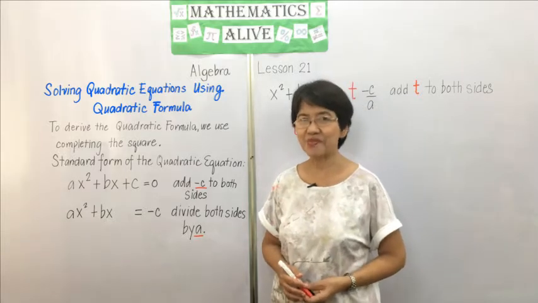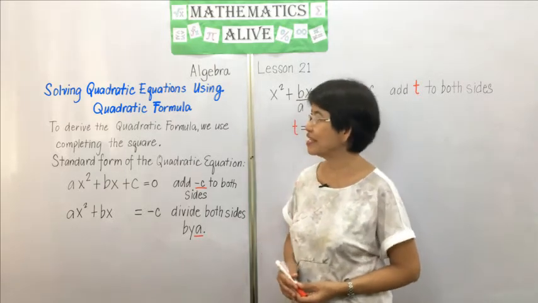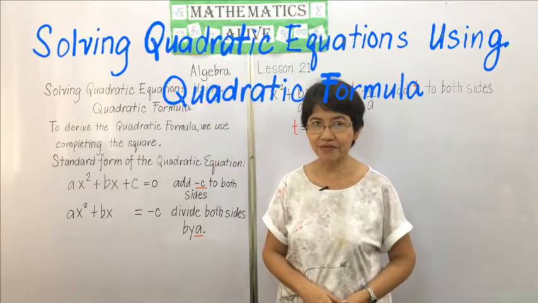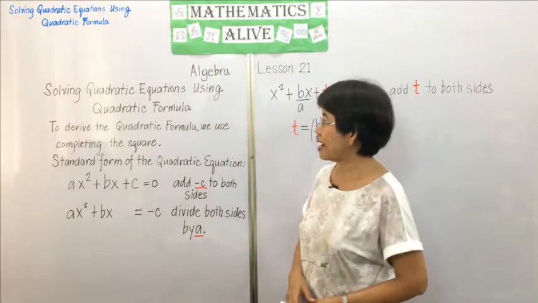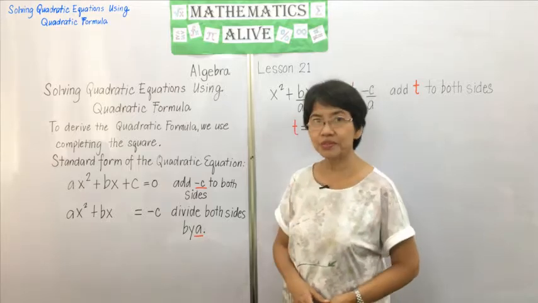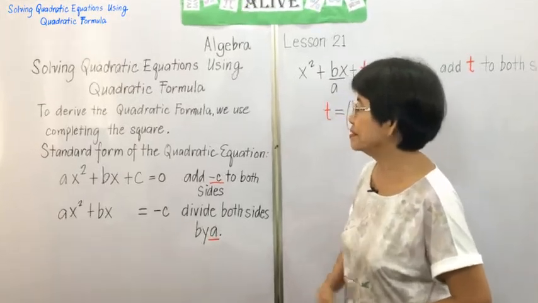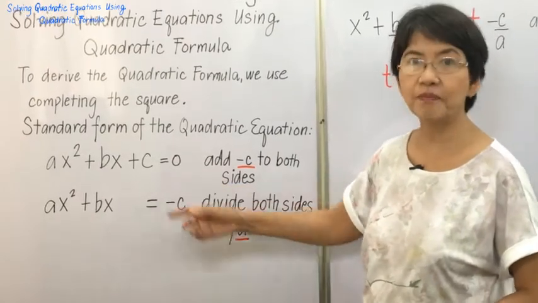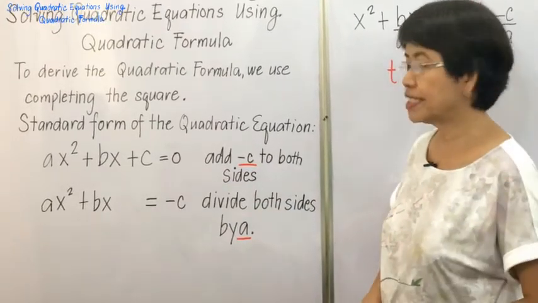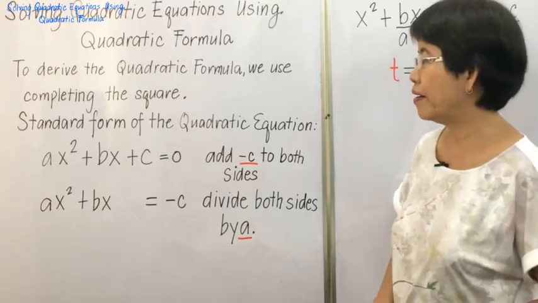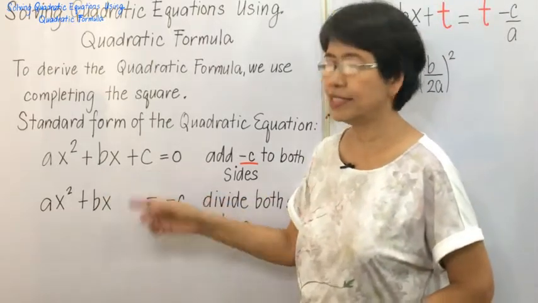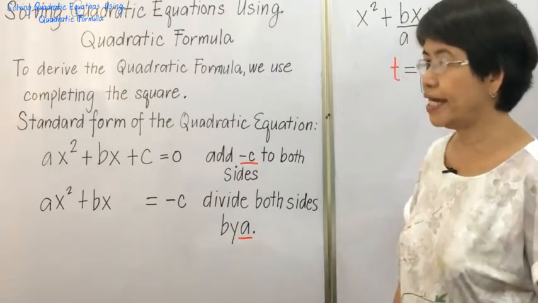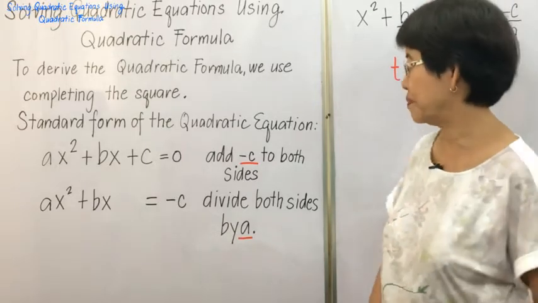Welcome to Mathematics Alive, Algebra Lesson 21, Solving Quadratic Equations Using the Quadratic Formula. To derive the quadratic formula, we use completing the square. The standard form of the quadratic equation is ax squared plus bx plus c is equal to 0, where a, b, and c are elements of the set of real numbers and a is not equal to 0.